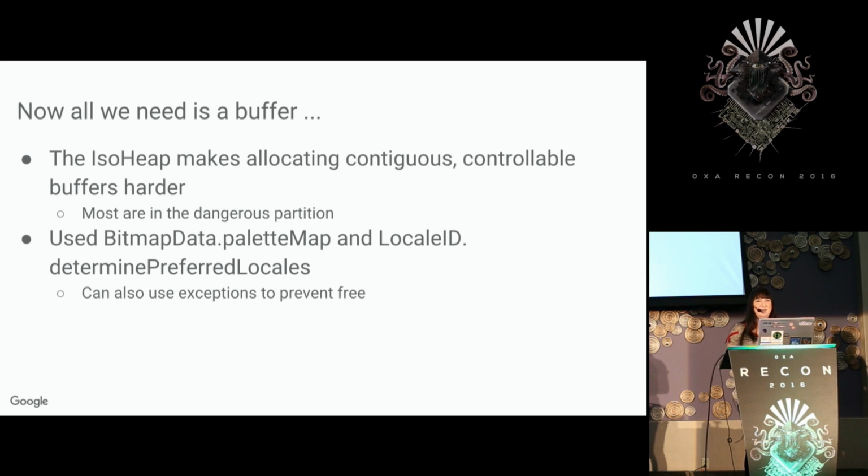So moving on, the next problem here is that I need some contiguous buffers. And this is, I'd say, an ongoing problem in Flash exploitation. There actually aren't a lot of good contiguous buffers in Flash. And as the heap gets more separated, it's getting harder. Most of the contiguous data types, like byte arrays and vectors, are now in the dangerous partition. So I ended up combining these two methods, palette map and determine preferred locales, to create some contiguous data buffers.